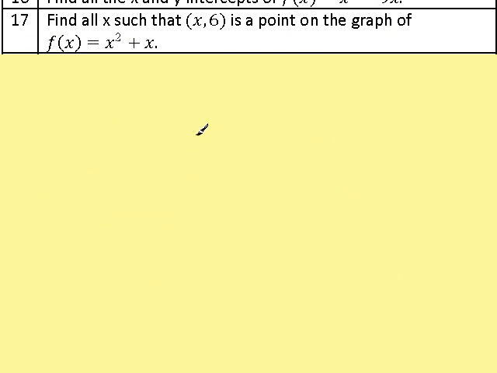Number 17 asks to find all x values such that x, 6 is a point on this graph. So that is all x values such that y is equal to 6. Now remember, f of x is another way of writing y. So what we're going to do is just replace y with 6 and solve for x.